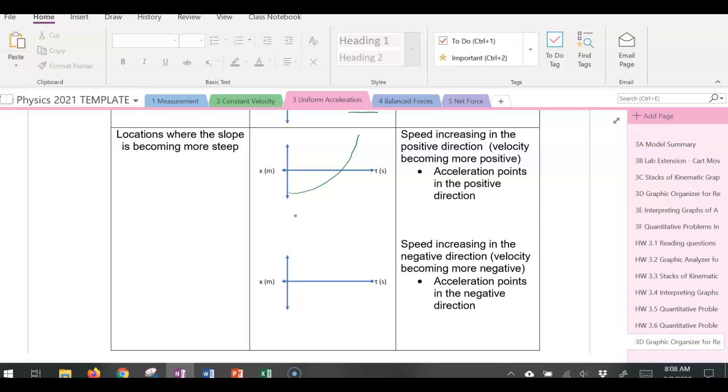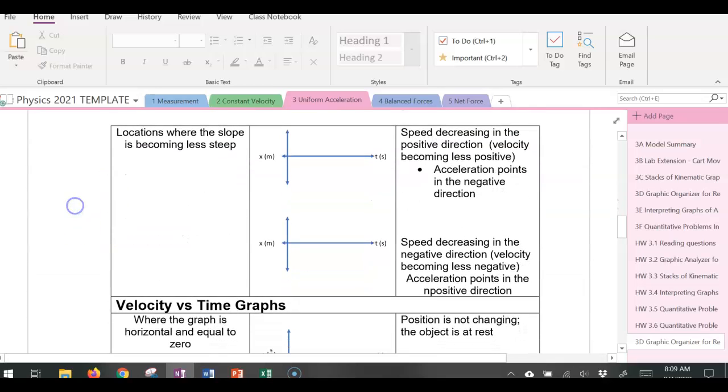Another type of parabola or curved graph where the slope is becoming more steep would be something like this, where the object is moving in the negative direction. It started out at a velocity of about 0, so it started from rest, but as it goes on, the slope becomes steeper and steeper. Even though the slope is negative, it's becoming more and more steeply negative. So this kind of shape is showing us an object that is speeding up as it moves in the negative direction.